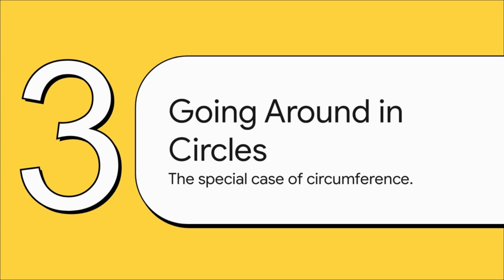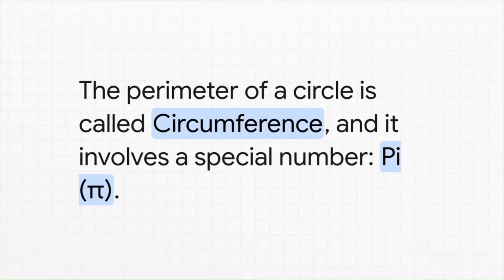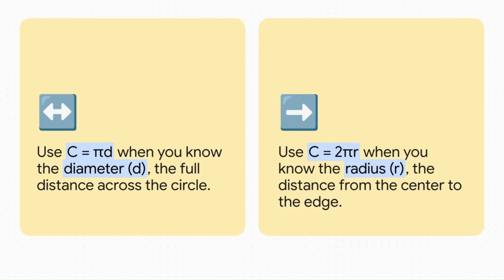All right, we have totally mastered straight lines. But what happens when there are no straight lines? What about curves? This brings us to the special case of going around in circles. You know, the perimeter of a circle is so special it gets its very own name, circumference. And to calculate it, we need a little help from a very famous, kind of magical number that literally goes on forever. You guessed it, pi. Now you'll see 2 formulas for circumference, but don't let that fool you. They're really just 2 sides of the same coin. It all depends on what piece of information you have.